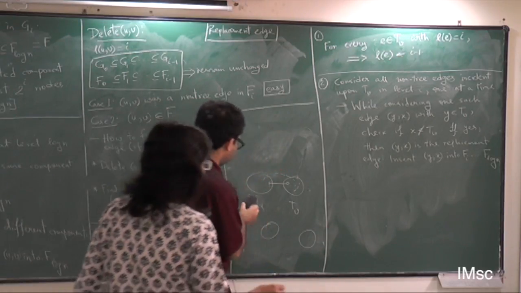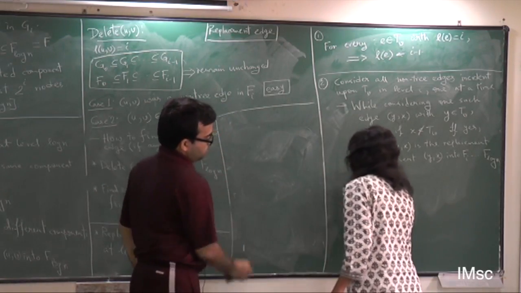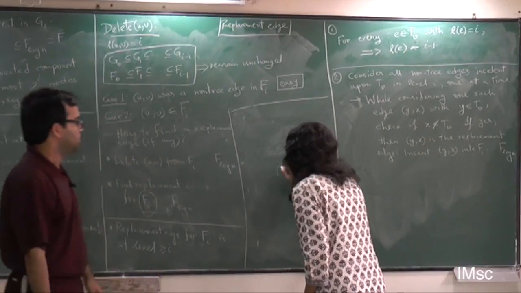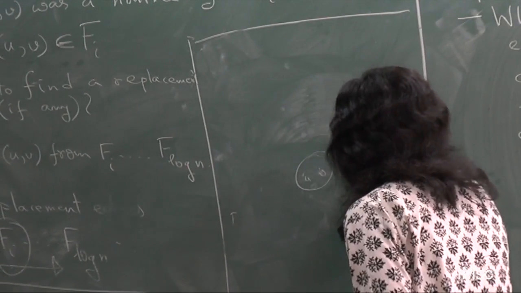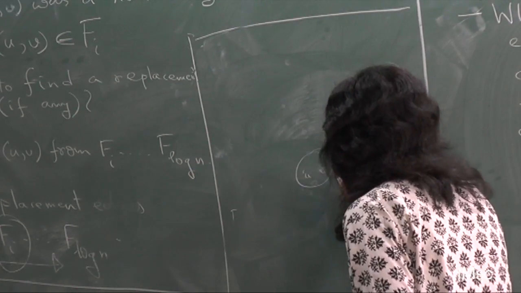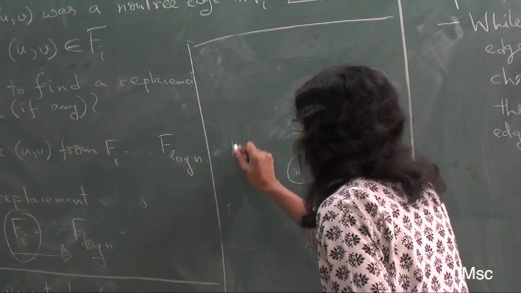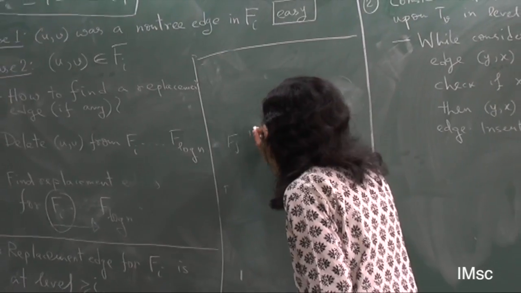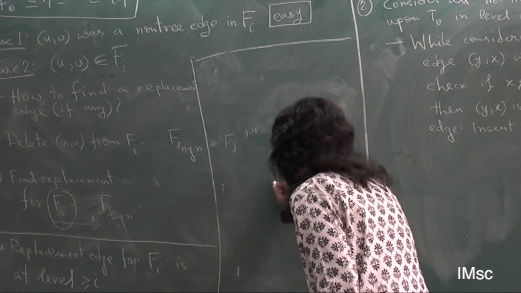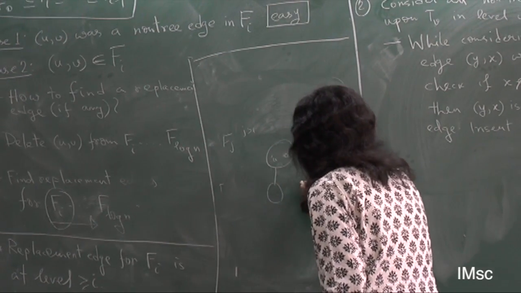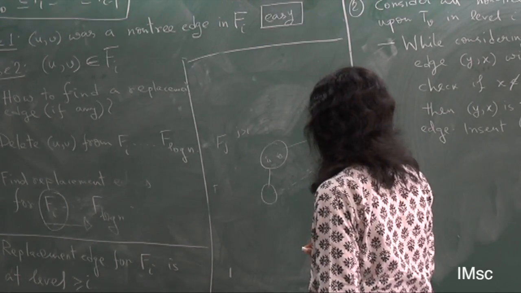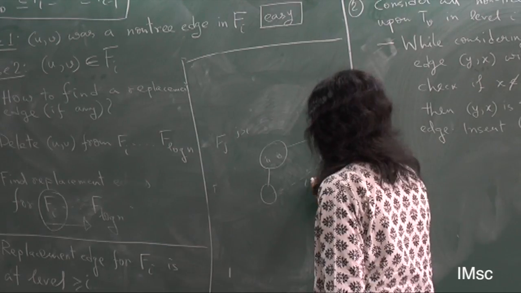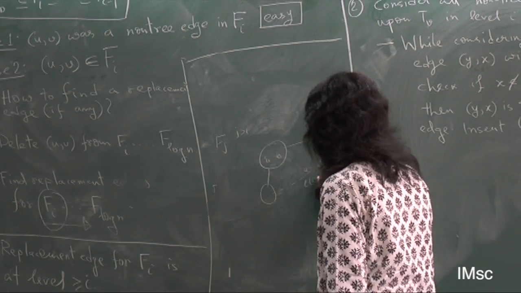Just one second. Can it be like this? You have this component which is U and V, and then you have something else here. This is in Fi. This is in Fj, j greater than i. You have something here. Now there is a non-tree edge. What is the level of this non-tree edge? Say L of t is equal to j.